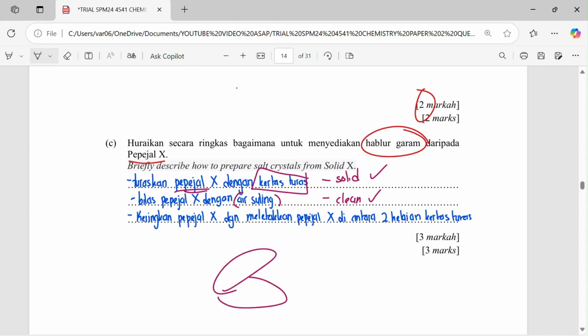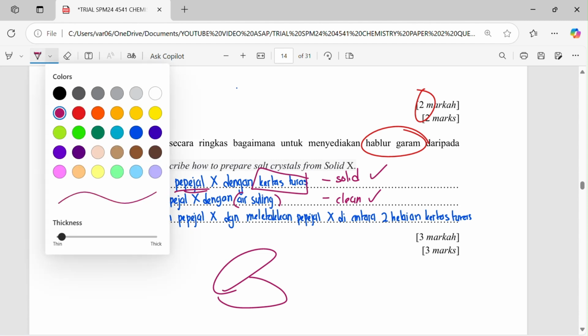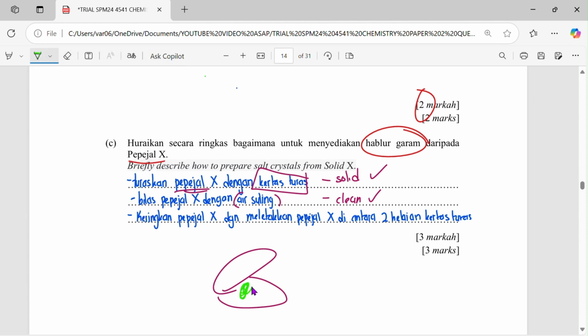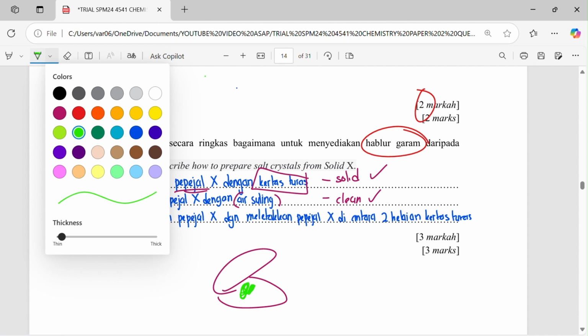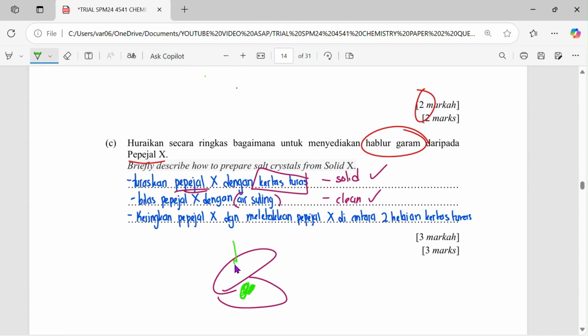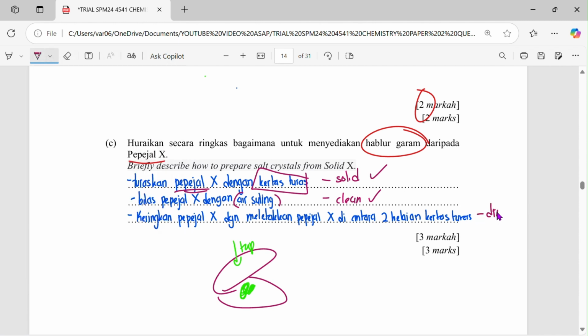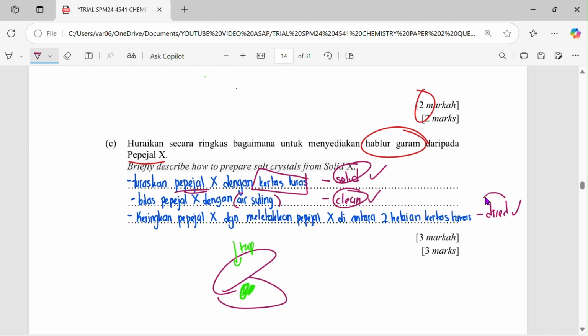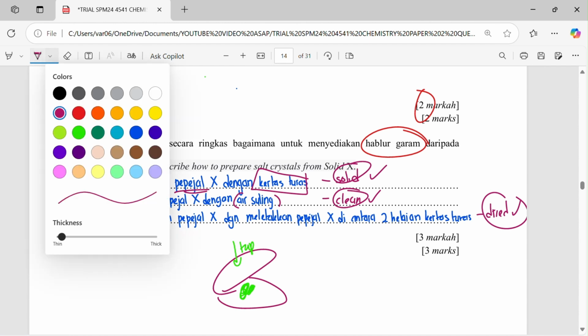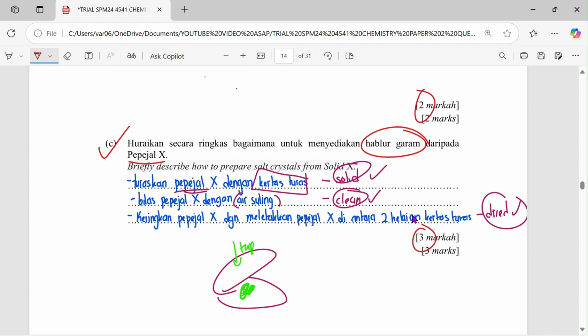Kertas turas and then your garam. What you do, you just tap on this kertas turas. You tap on it and it will make your garam dried. Done. 3 criteria, all 3 criteria are fulfilled. Alright, so you will get 3 marks if all 3 criteria are fulfilled.